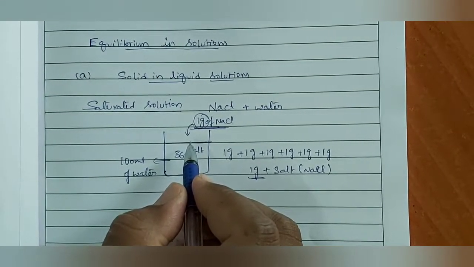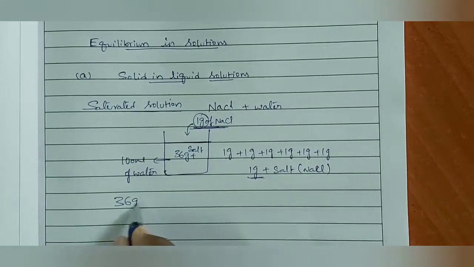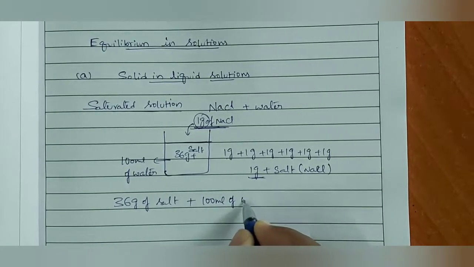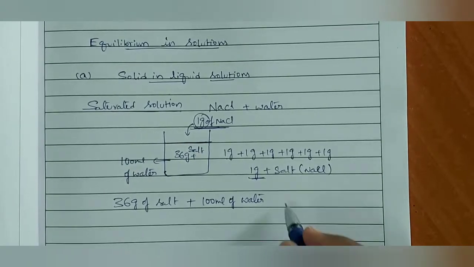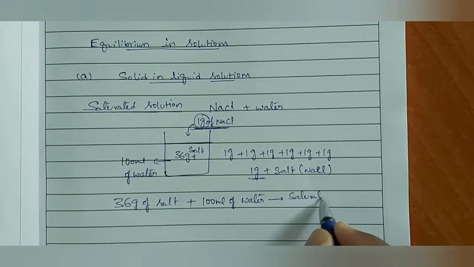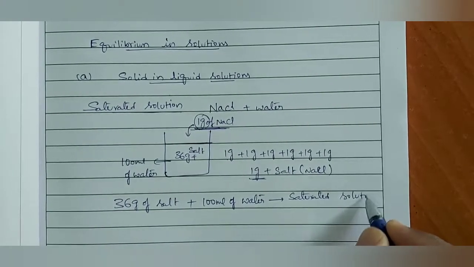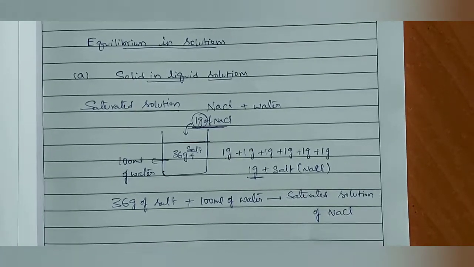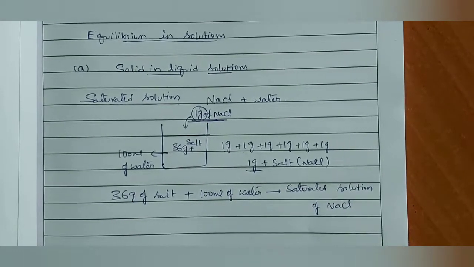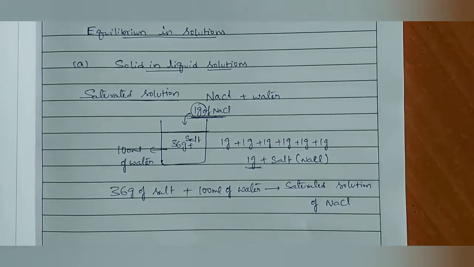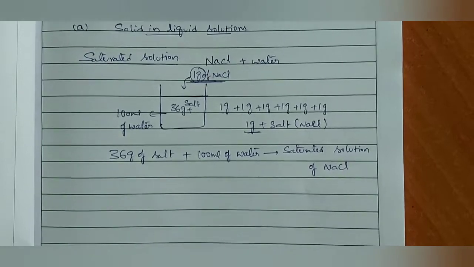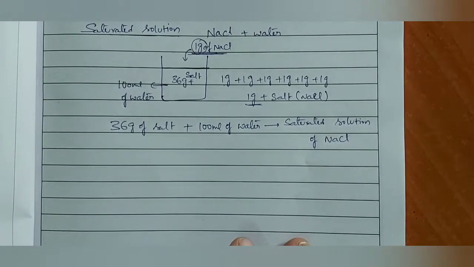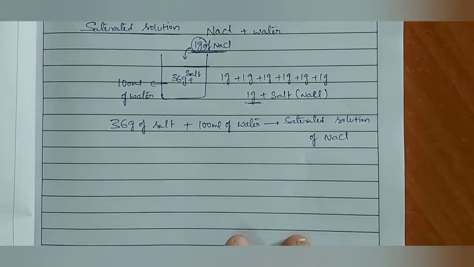From this, what can we understand? 36 grams of salt dissolved in 100 ml of water is called a saturated solution of NaCl. In the same way, for every solute, we have a certain fixed amount with 100 ml of water, and that is called the saturated solution of that particular solute.